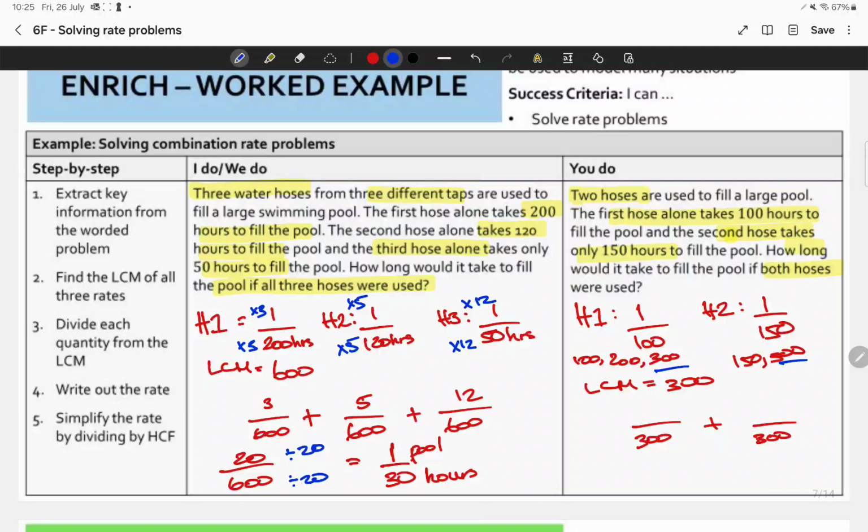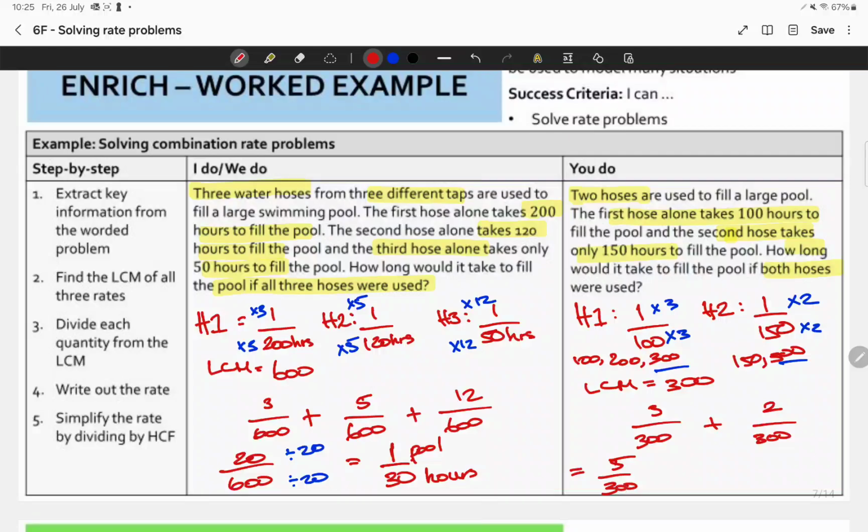And now what did we do to the 100 to get to 300? We times it by 3. So you have to times the top by 3 as well. So 1 times 3 is 3. What did you do to the 150 to get to 300? You times by 2. So you need to do the same to the top. So 1 times 2 is 2. And then the next step is add the 2 numerators together. 3 plus 2, it'll be 5 on 300.